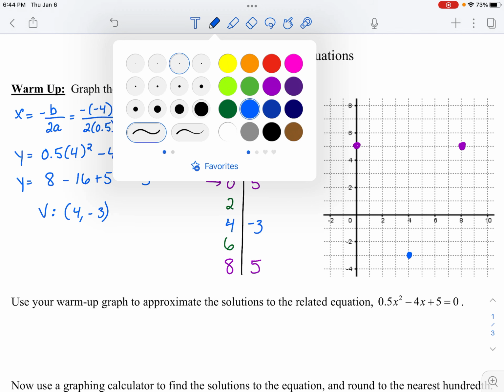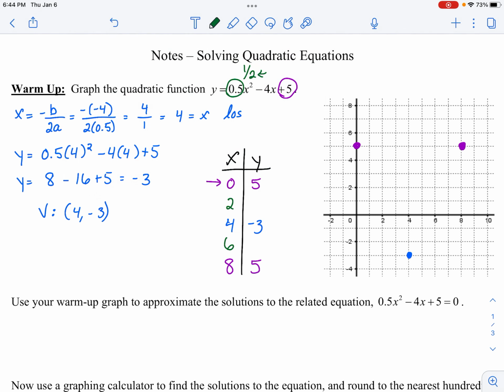And now I need to do the computation for my other coordinate points. So I'm going to use the 2. So I'm going to do y equals 0.5 times 2 squared minus 4 times 2 plus 5. So that y value comes out to, 2 squared is 4. 4 times a half is a 2 minus 8 plus 5. So negative 6 plus 5 is negative 1. And then do the reflection point. So I have the point 2, negative 1. And 6, negative 1.